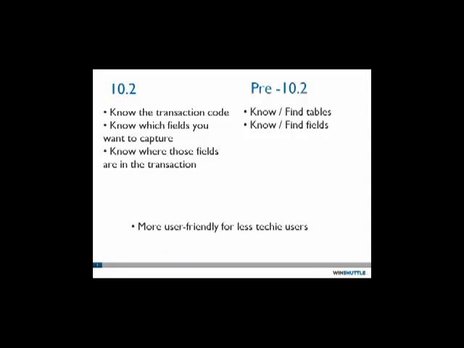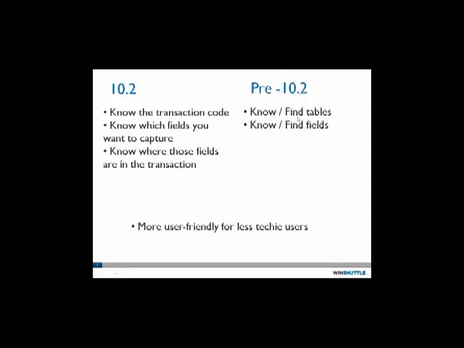So if we look at the query product and how to create queries in 10.2, in addition to being able to use the old way of creating the query, you're now able to create queries by just knowing your transaction code and knowing which fields you want to capture and where those fields are in the transaction. So basically, if you know the transaction code and know where the information you want to query on lives, then you're able to create a query.